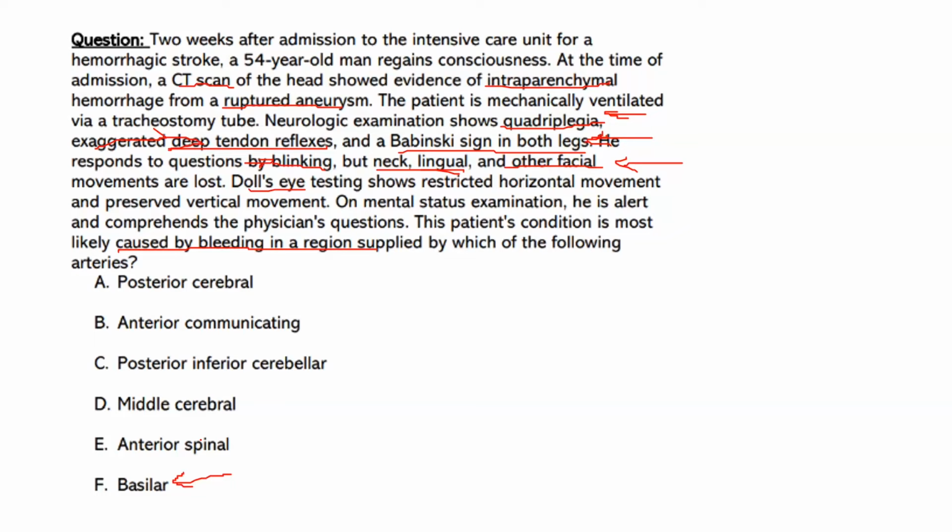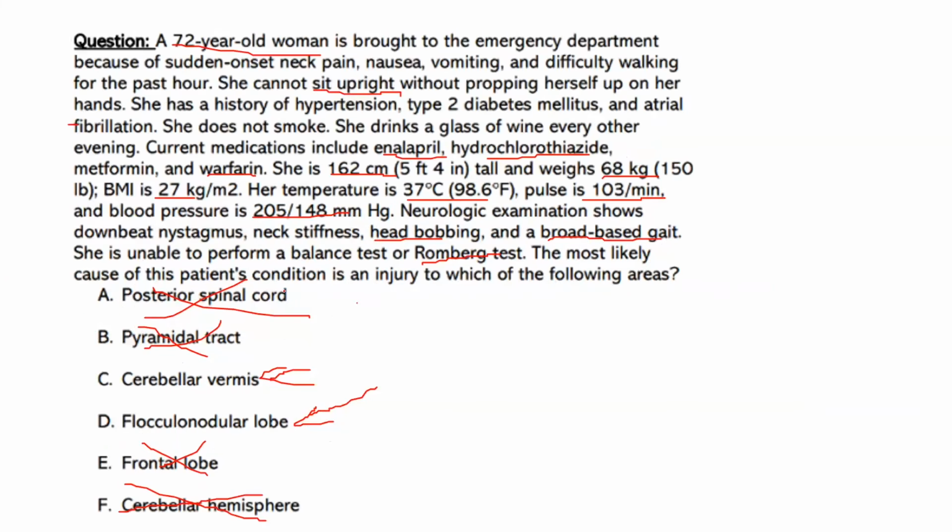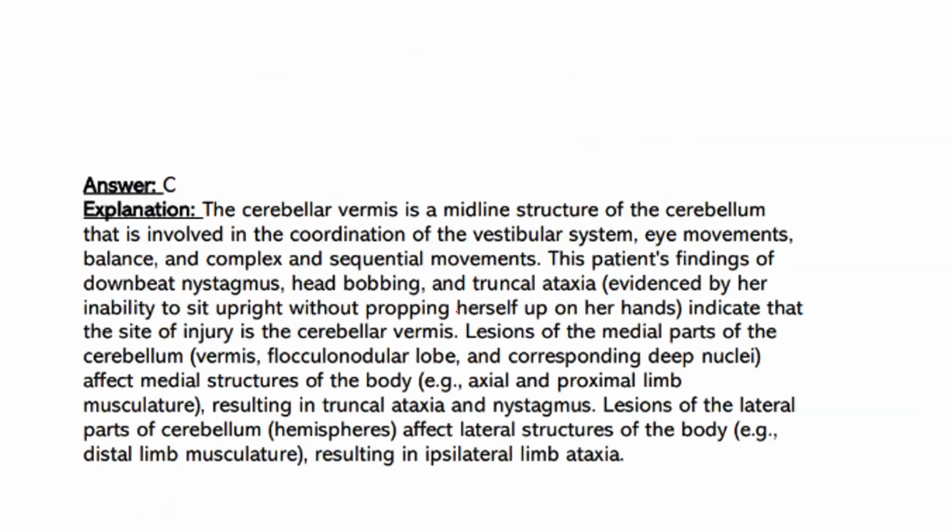What was the answer to the previous question? The one before? Okay, so the answer to the one before is the cerebellar vermis. We had a patient that couldn't sit upright without propping herself, history of hypertension, diabetes, and on medications for those. She's slightly overweight and very hypertensive. She has nystagmus, stiffness, head bobbing, broad-based gait, and a positive Romberg test. And so the lesion is affecting the cerebellar vermis, since it was more medial. Hopefully that's clear.